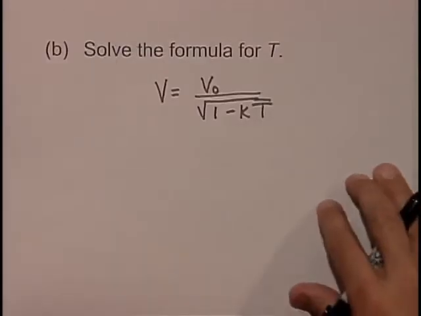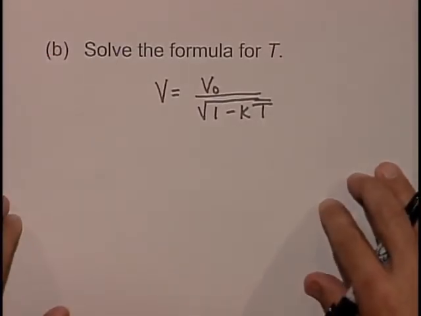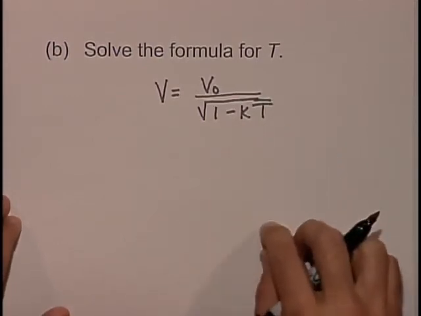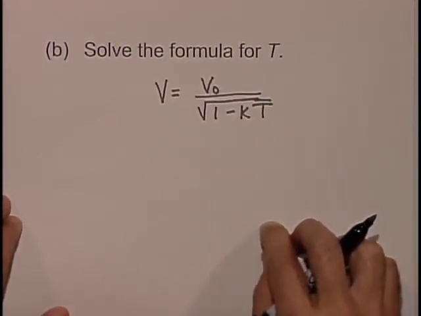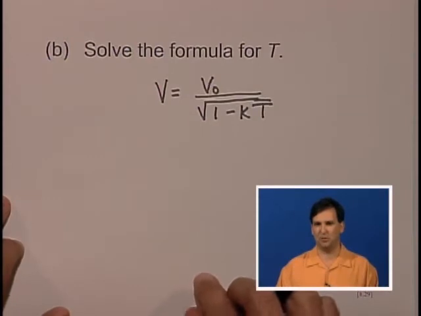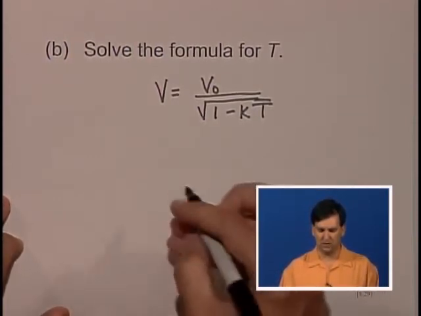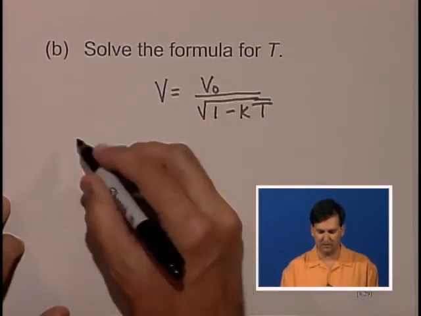Now, part B asks us to solve the formula for t. So we have v is equal to v naught divided by the square root of 1 minus kt. We notice that the t is underneath the square root sign. It's going to be hard to solve for it when it's underneath there. So what we're going to do is square both sides of this equation.